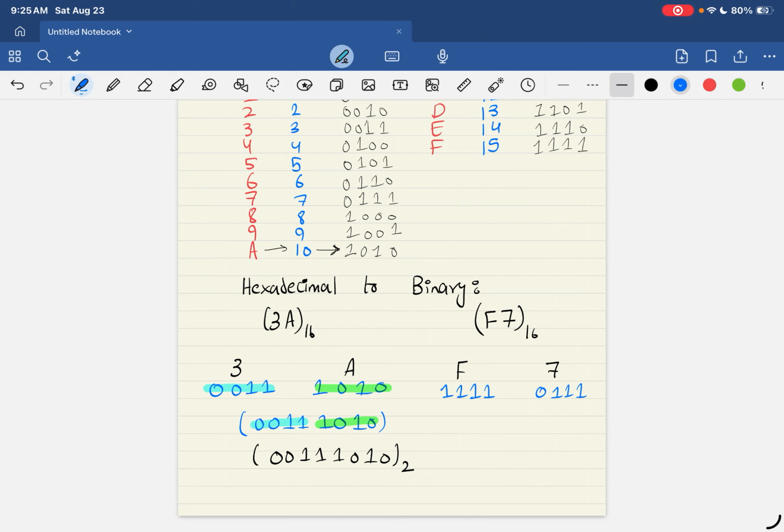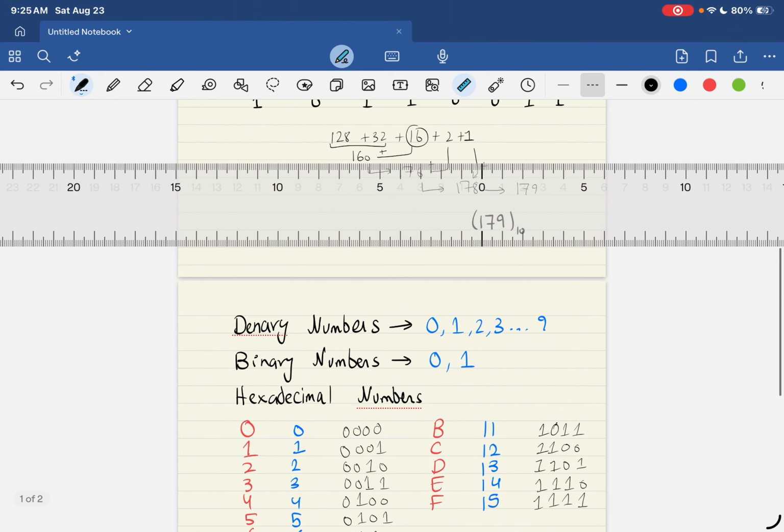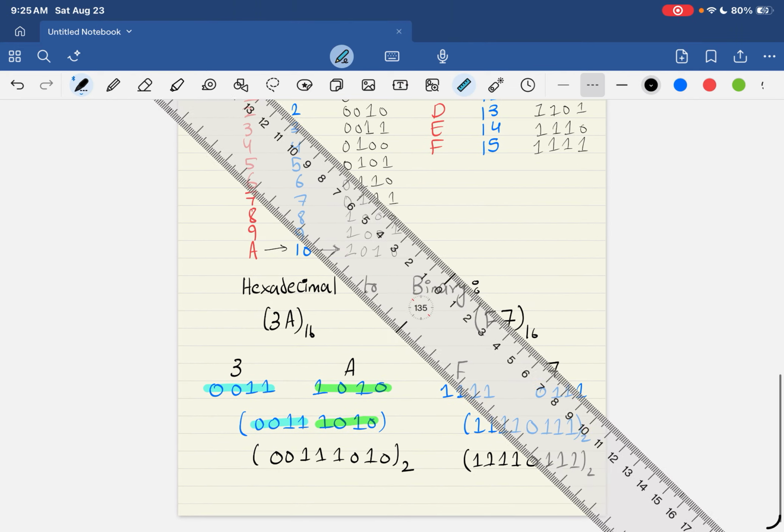Okay, so at the end of it, we'll just collect all the bits together, and there we go. Right, that's our final answer. Okay, let me just write it down in black. Right, so those are 2 different examples that we have done.